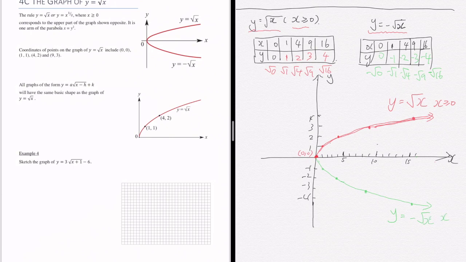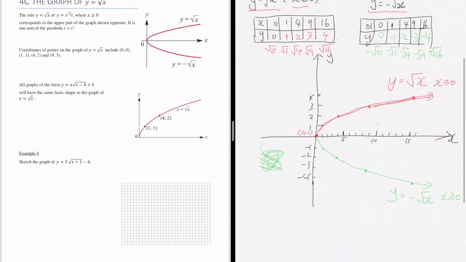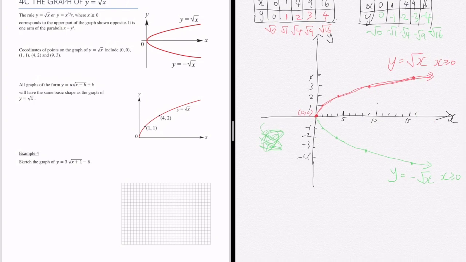Still, x should be larger than or equal to 0. That's why you see my graph is on the right hand side of the Cartesian plane, because x cannot be less than 0. So that's why both of these two graphs are on the right hand side. So by now you should be very familiar with the graph y equal to square root x and y equal to negative square root x.